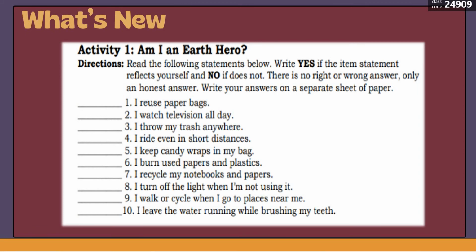So let's try this. What's new? Again, this is an activity. I'm going to read the directions. Read the following statements below. I'm going to write yes if the item stated reflects yourself, no if it does not. There is no right or wrong answer with this. Only an honest answer will do. Write your answers on a separate sheet of paper.